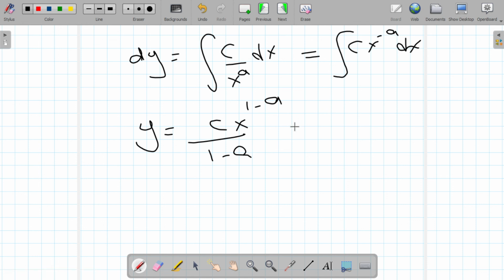And of course, there's another constant that we add on there. I'll call that d this time. It's a different constant to what we had before. But that is basically the general solution to the original ordinary differential equation.